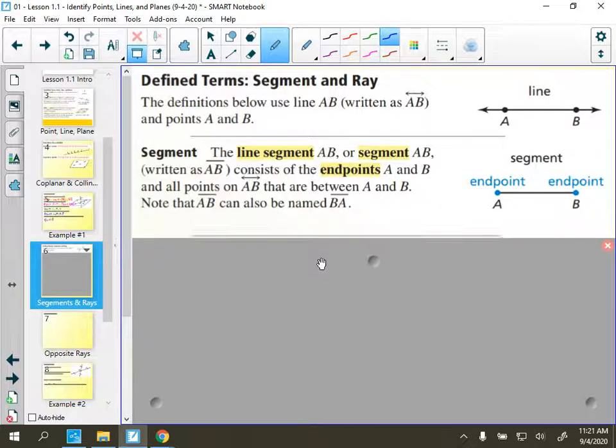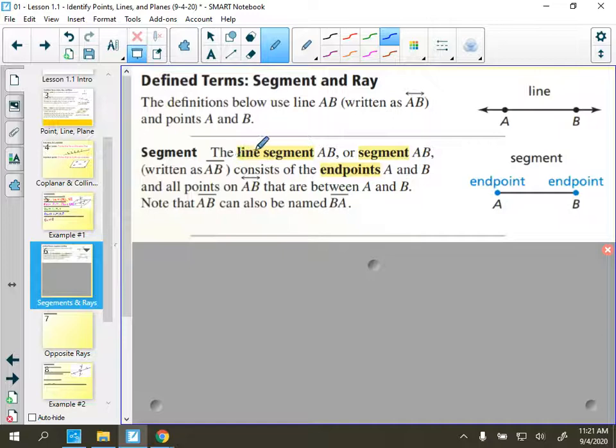So let's take a look at segment. A line segment, we'll usually just call it a segment. We can assume that we're talking about a line segment. It says it right here, segment AB or segment BA. It's basically, and I'm summarizing, a part of a line, right?